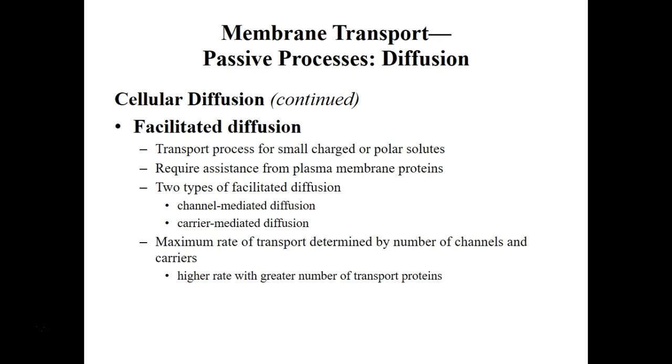Facilitative diffusion, then, is the movement of those small molecules that can't move across the plasma membrane regularly or readily. So these are going to be small molecules that are charged, so ions, polar molecules like glucose. There are two facilitative processes that work. Channel-mediated diffusion, where a channel opens and ions can cross, and then carrier-mediated diffusion, which is open to specific molecules that they bind to, and then they move the molecule across.